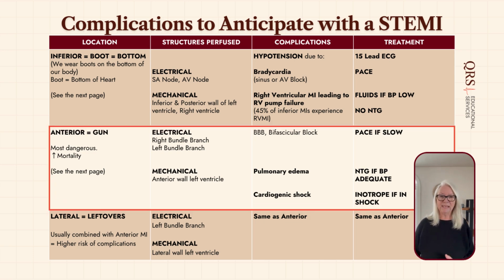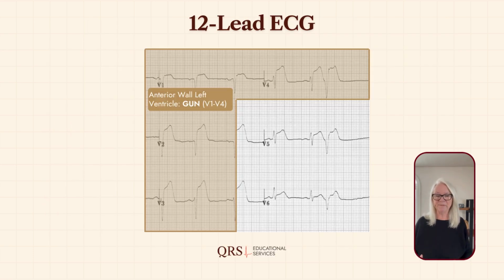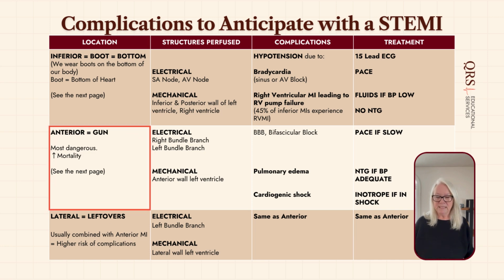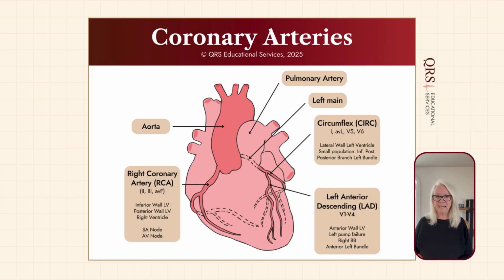When we take a look at the anterior wall, it's kind of the shape of a gun. The gun, that's dangerous. And so is this infarct. It is associated with the highest mortality, not only in the acute phase, but also long-term. The reason being is that the left ventricle, that anterior wall, is the strongest part of the entire heart.